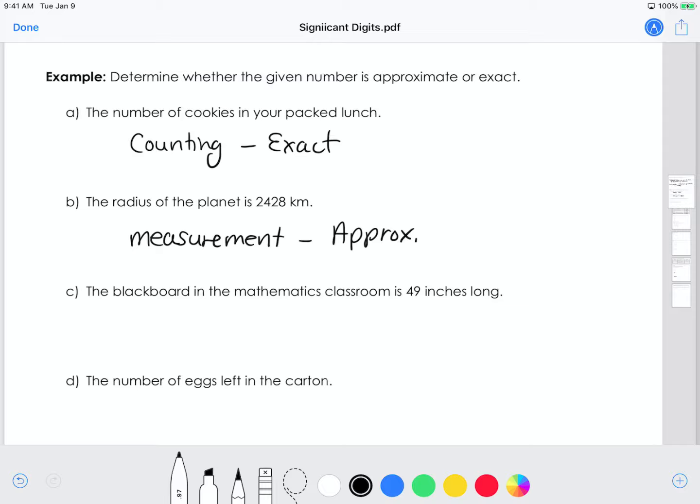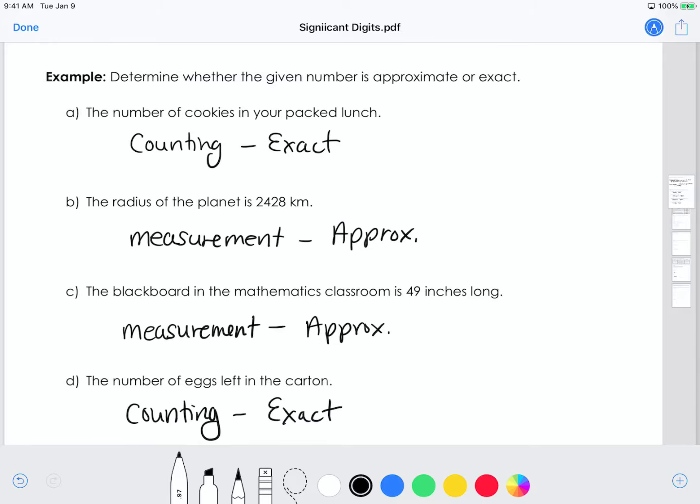The blackboard in the mathematics classroom is 49 inches long. That we would have to also determine by measurement, so that would be considered approximate. And then in part D, the number of eggs left in the carton. That we would have to determine by counting, so that would be considered an exact number.